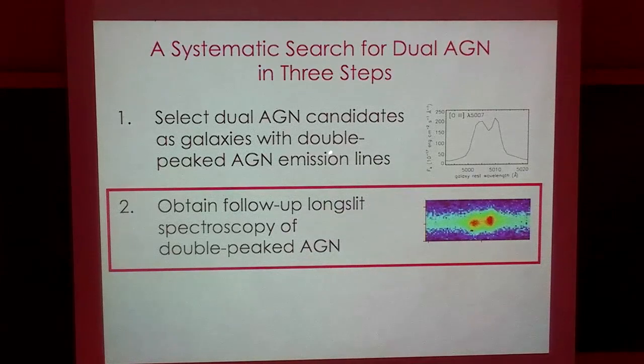So what we do is we obtain follow-up long-slit spectroscopy of the double peak AGN in Sloan to get a picture of what's going on.